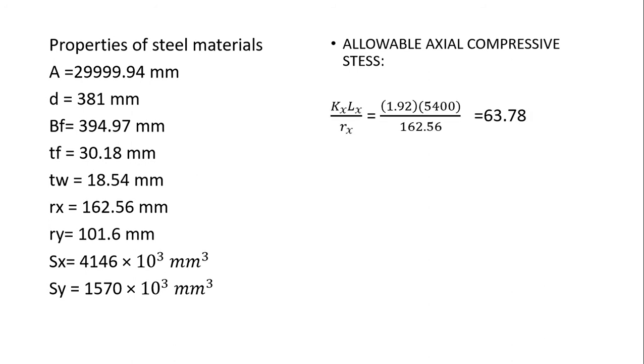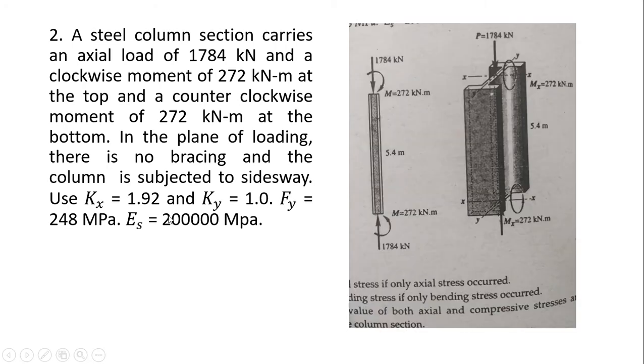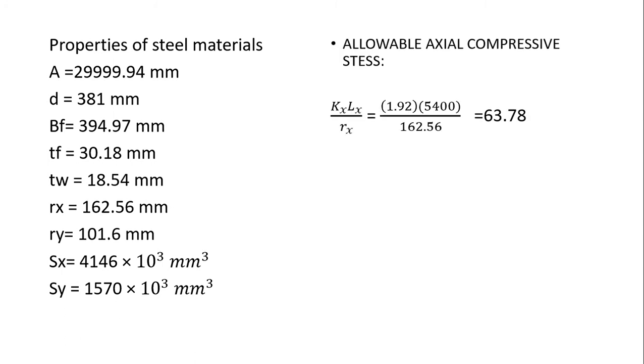So KX times LX over RX. So, same man sa paagi ganiha. So, substitute the value. So, ang KX kay naa man given man sa problem, di ba? Given na man, so, substitute ra diretso. So, 1.92 times 5,400 over 162.56. So, the answer is 63.78.